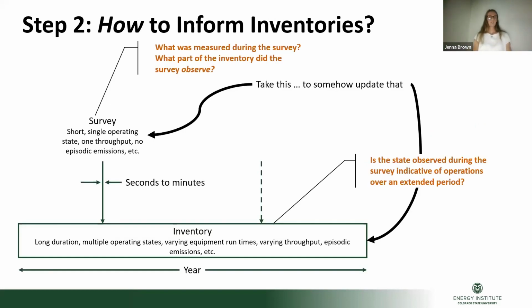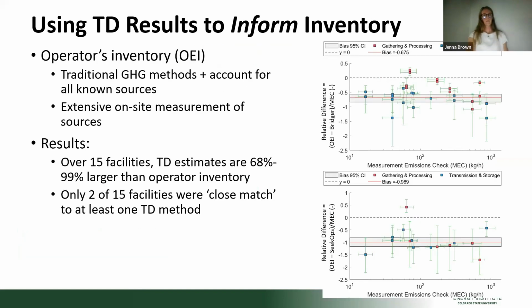So how do we use these measurements to inform the inventory? So based on the daily operator estimated inventory, which again was that small box that I highlighted here, compared to these snapshot surveys, we have a disagreement on that one day. So what can we learn from that one day and apply that to an annual period and make that be more representative of the emissions at the facility?